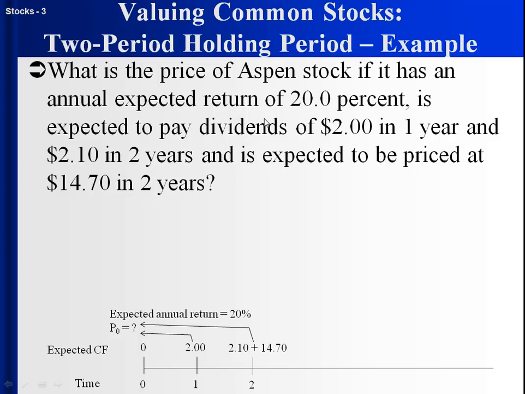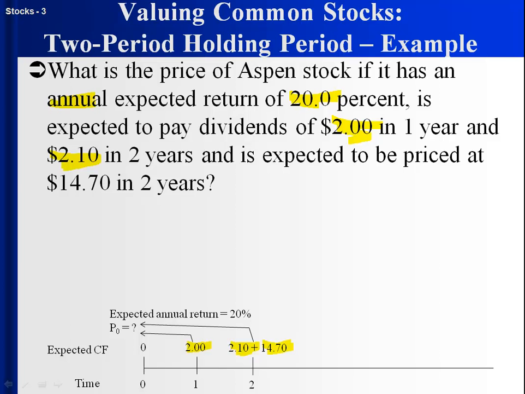So let's take a look at Aspen stock, and suppose you're going to hold it for 2 years, and the expected return is 20% per year. In 1 year, the dividend is expected to be $2. In 2 years, the dividend is expected to be $2.10, and in 2 years, the price is expected to be $14.70. Well, what's the price of the stock today?